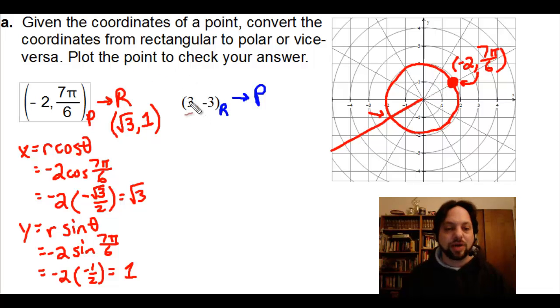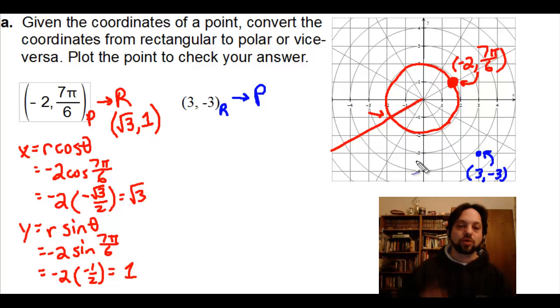Now let's go the other way. Now I'm given the point 3 comma negative 3 in rectangular coordinates, and that's going to graph to about right here. This is going to be 3 comma negative 3. And what I need to do now is convert that into r and theta, the polar coordinates.